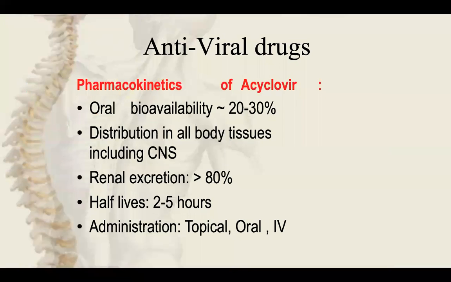Pharmacokinetics of acyclovir. Its oral bioavailability is 20 to 30% reaching the system. Distribution is in all body tissues, including the central nervous system. They also have renal excretion up to 80%. Half-life is 2 to 5 hours, meaning you have to repeat the dose after 6 hours. Administration can be topical, oral, and intravenous.